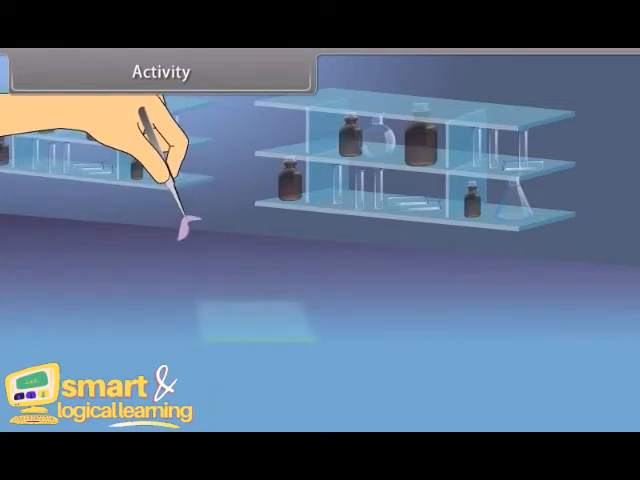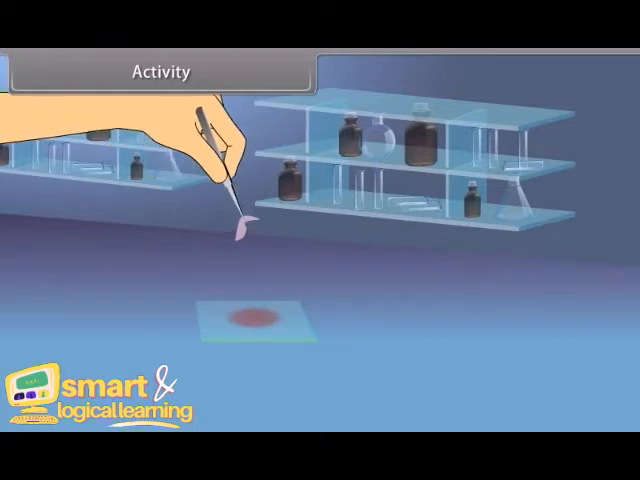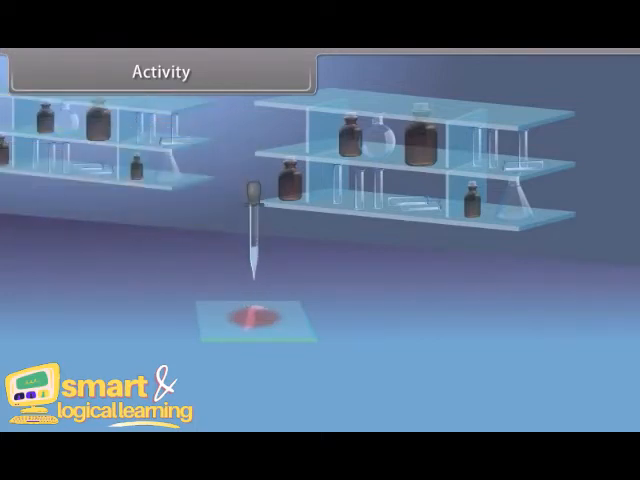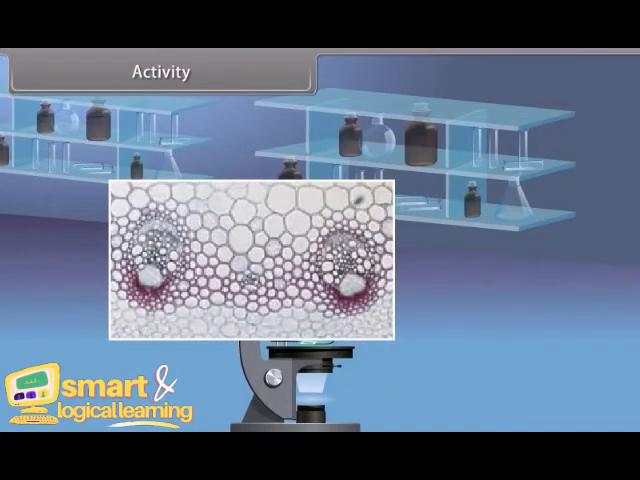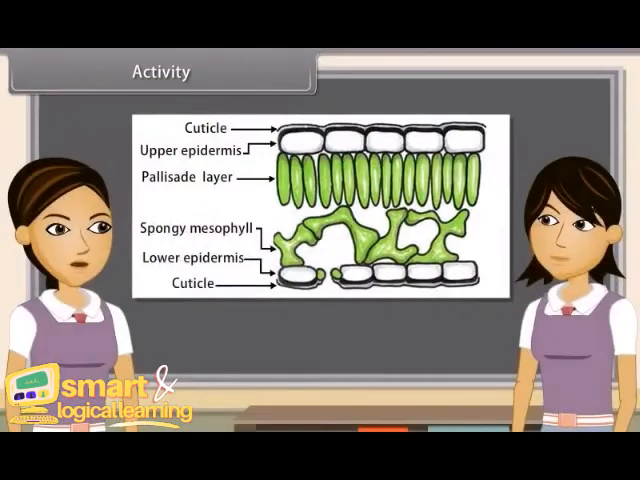Yes, now add a few drops of safranin and wait for 2 to 3 minutes. I have now transferred it on a slide with a drop of glycerine and covered it with a cover slip. When you observe it under a microscope, you will find different layers of cells. The outermost layer of cells is known as epidermis. It is usually made of a single layer of cells. Outer and side walls of epidermis are thicker than inner walls.